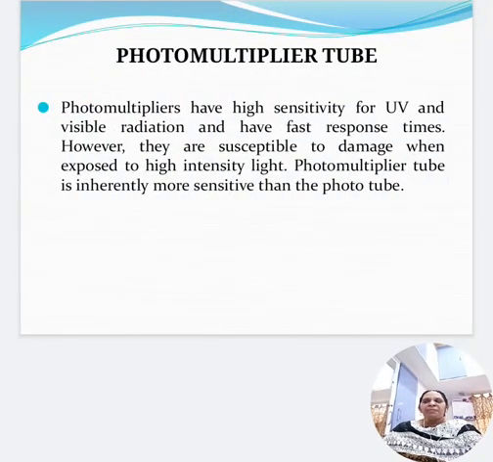So, photomultipliers have very high sensitivity for UV and visible radiation and have a fast response. However, they are susceptible to damage when exposed to high intensity light. Okay, the advantages are very high sensitivity for ultraviolet and visible radiation, and the response is very fast. However, they are susceptible to damage when exposed to high intensity light. A photomultiplier tube is inherently more sensitive than a phototube.